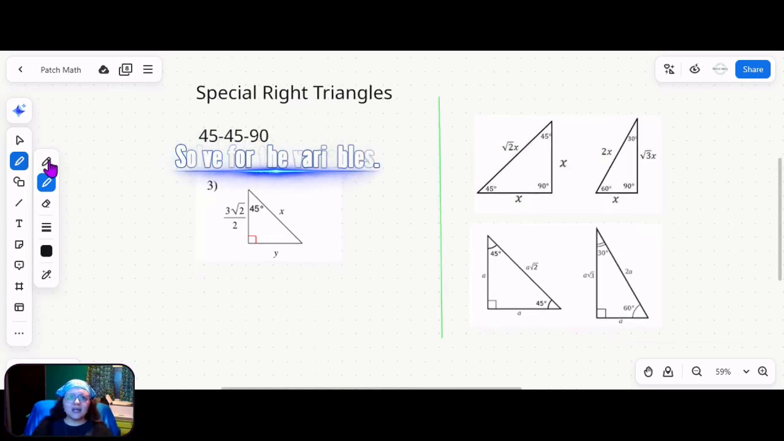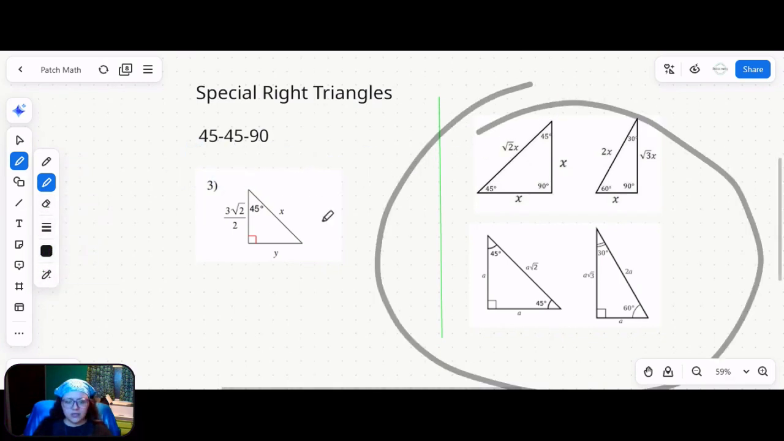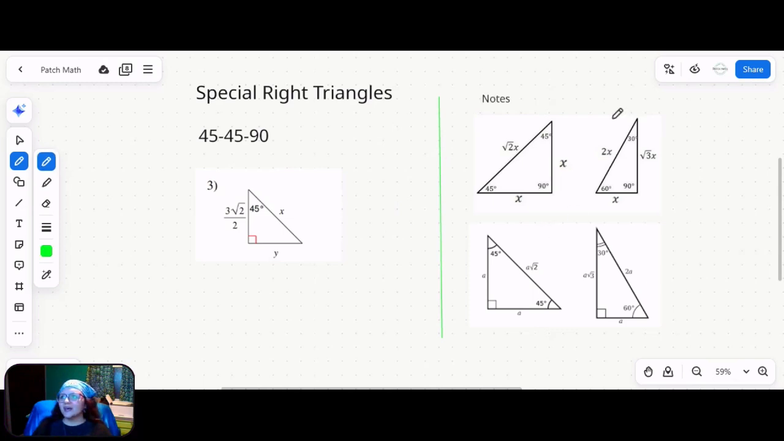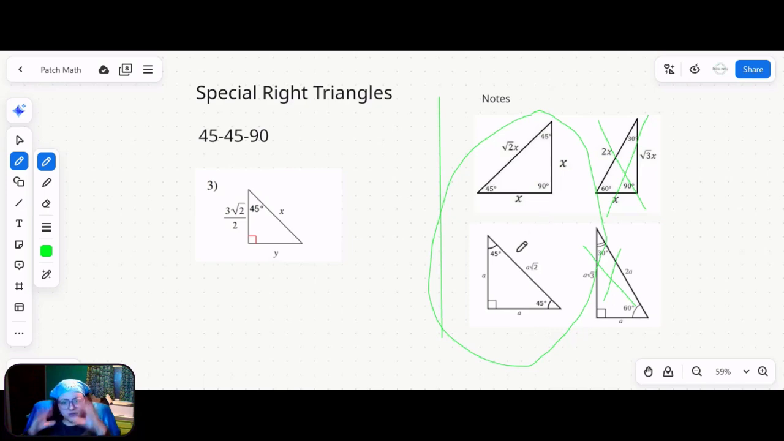45, 45, 90. Another thing I want to draw your attention to: notice over here, I have two samples of notes. Since in this video we're only talking about 45-45-90, I am going to cross out those 30-60-90 triangles. I've given you two formats that you'll see this note in: one defined with x, and then a reflection for that triangle defined with a. They are oriented slightly differently, and it's important that we get used to seeing these triangles oriented in a variety of ways.